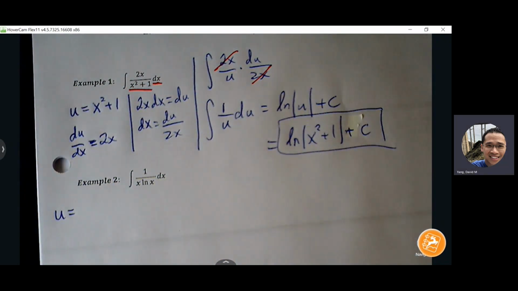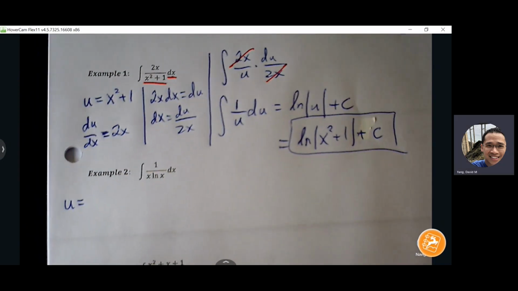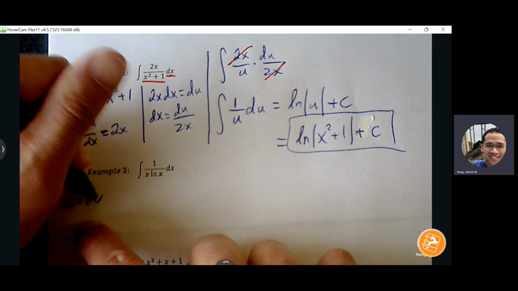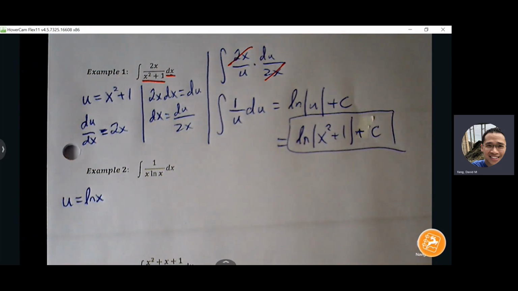We have to pick a u value that will produce something that will cancel out the remaining x's in the problem. So we need to play around with this puzzle to figure out what can allow this problem to transition completely to be in terms of u. Any guesses for our u value? Natural log of x. If I just pick x, that x is not going to help me resolve the natural log of x.